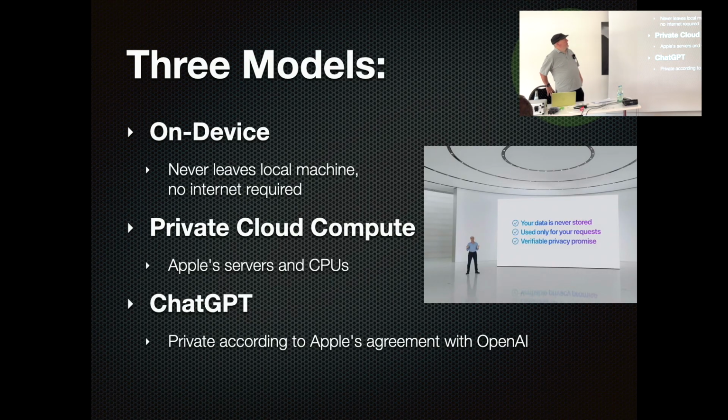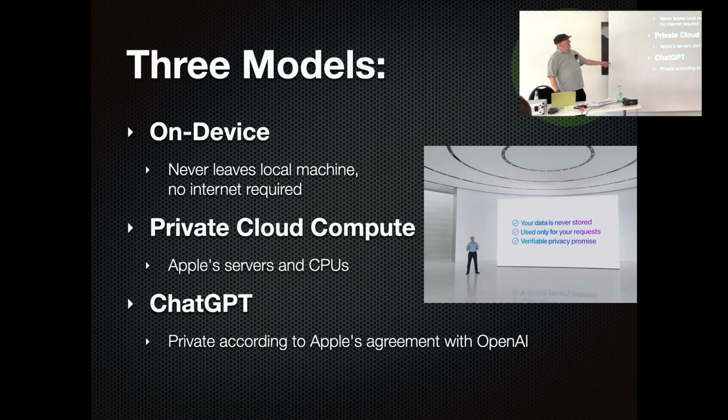One is an on-device model. It's very small, about 3 billion parameters. But none of your data ever leaves the machine. It doesn't require internet. So it's just a very compact model that you can actually use to do some AI things.